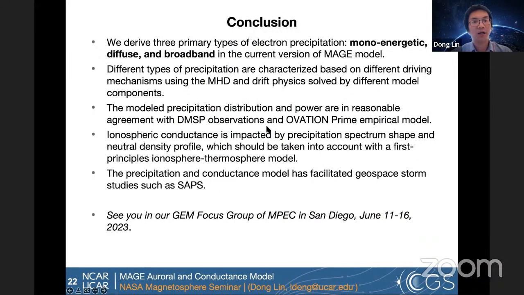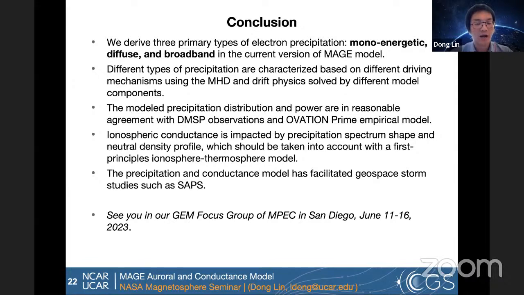So here is my conclusion page. Basically, we derived the three primary types of electron precipitation: mono, diffuse, and broadband in our MAGE 1.0 model. They are characterized based on the different driving mechanisms, including both MHD and drift physics. And we have also compared with the DMSP and the Ovation Prime data products.